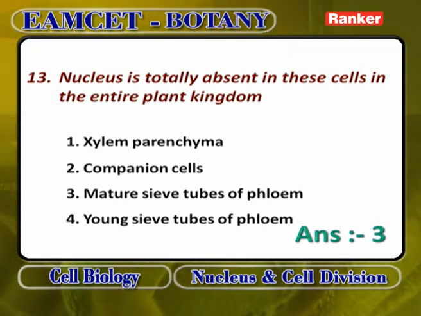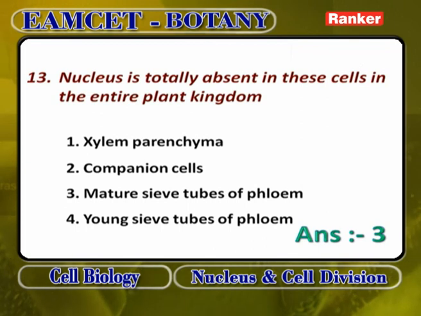So, xylem parenchyma out of xylem tracheids, xylem trachea or xylem vessels, xylem fibers, xylem parenchyma. The only living tissue is xylem parenchyma which contains nucleus. Then companion cells. Companion cells are the special parenchyma cells which are very closely associated with sieve tubes. Companion cells and sieve tubes both originate from the same parental cell. But the difference is sieve tube loses the nucleus at maturity, companion cell retains the nucleus at maturity. So, companion cell has a nucleus. Mature sieve tubes of phloem, this is the correct answer. Mature sieve tubes of phloem are always enucleate. Enucleate means they do not possess any nucleus.